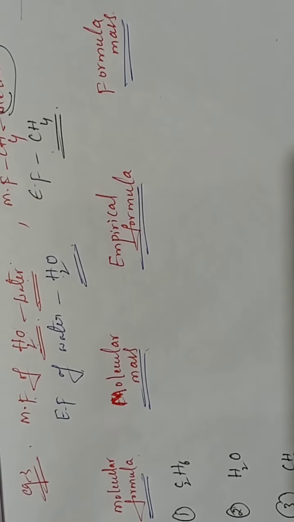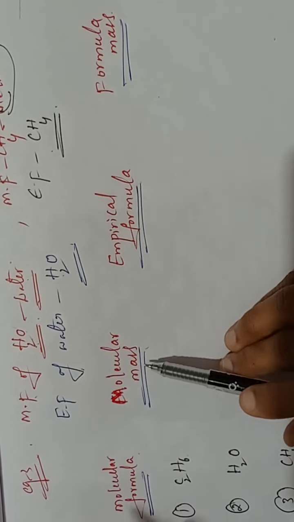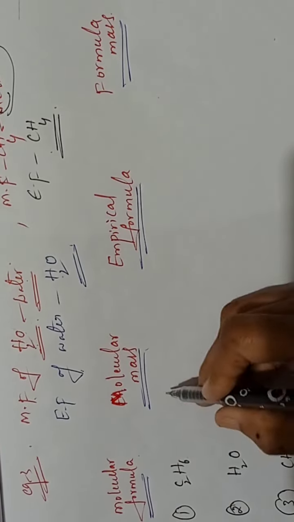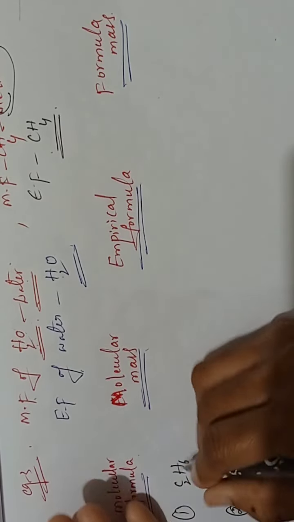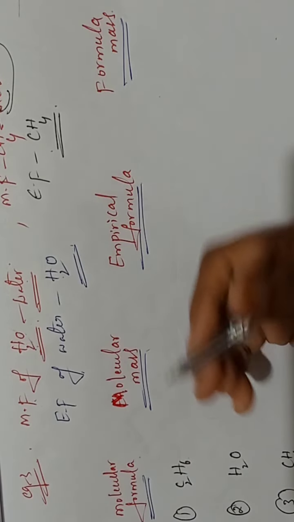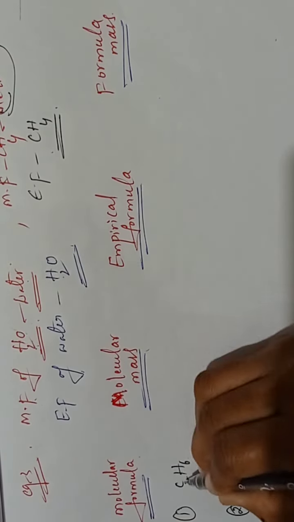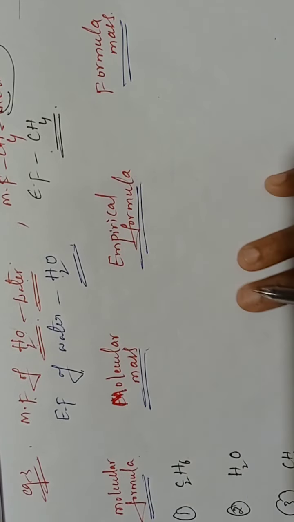So what is the molecular formula? First example I am taking, ethane, C2H6. What is its molecular mass, students? 2 carbons are there. Now here I am going to calculate. Each carbon atomic mass is 12. Here 2 different elements are there, carbon and hydrogen. So what is the molecular mass?